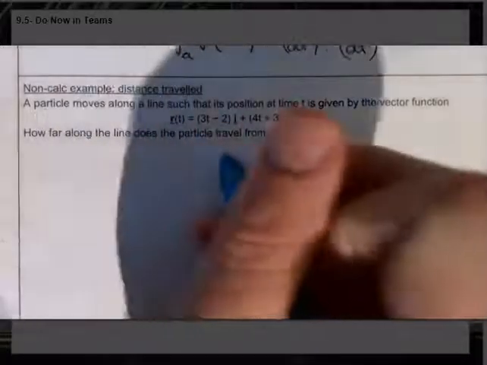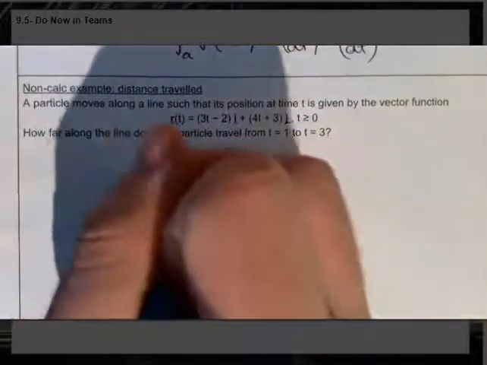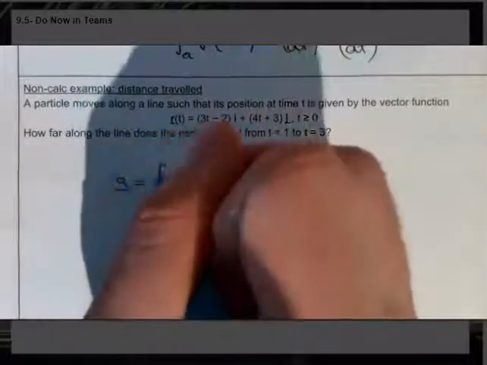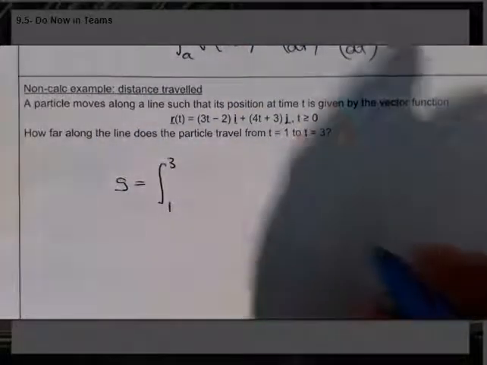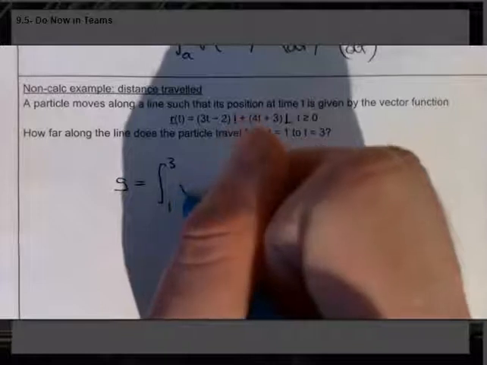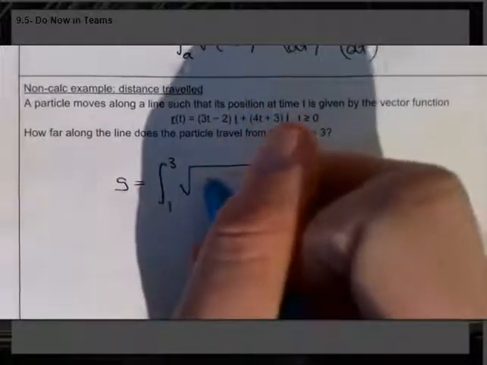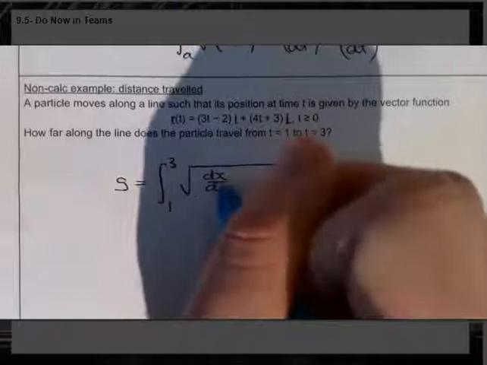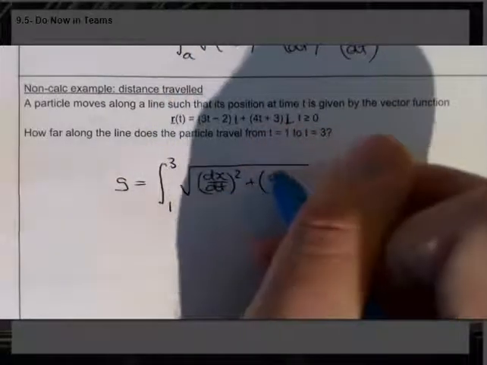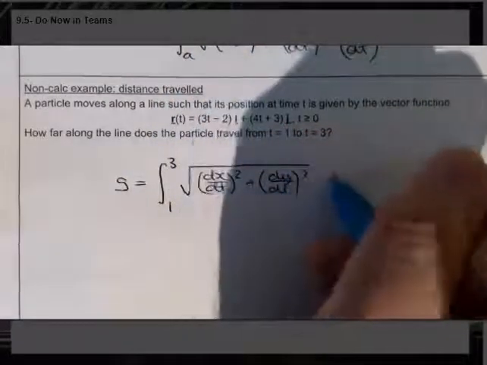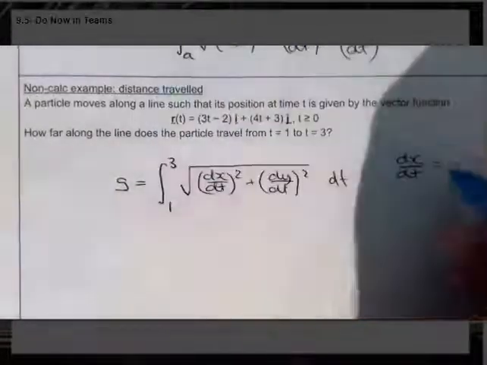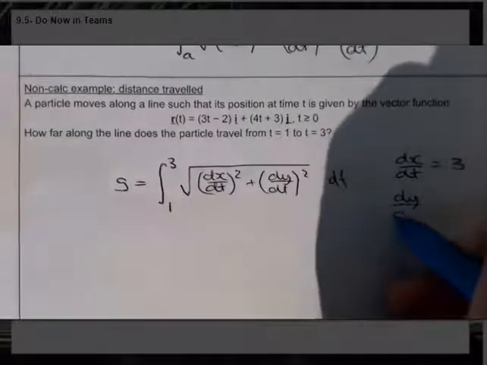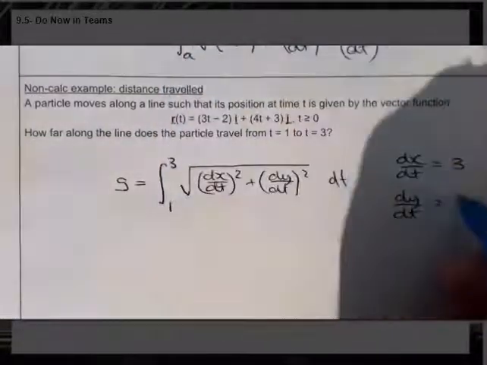Okay, so hopefully you pause the video and have a go, but this is quite straightforward really. We just apply this idea. We're looking between t equals 1 and t equals 3, so that 2-second period, and we want the square root of dx by dt squared plus dy by dt squared dt. Well, dx by dt, if I just look at the equation here, that would be 3. dy by dt, quite straightforward, is 4.